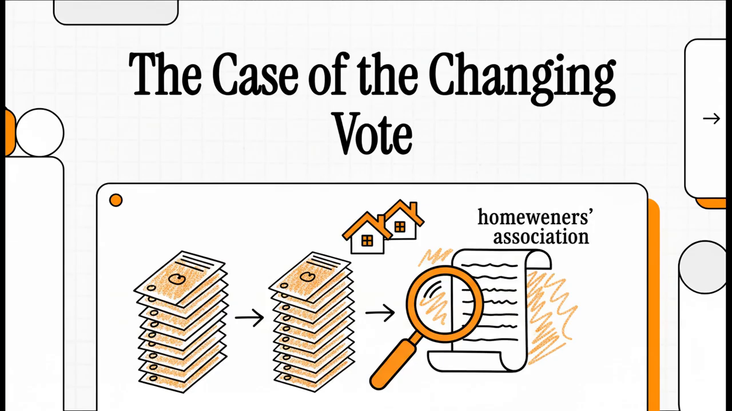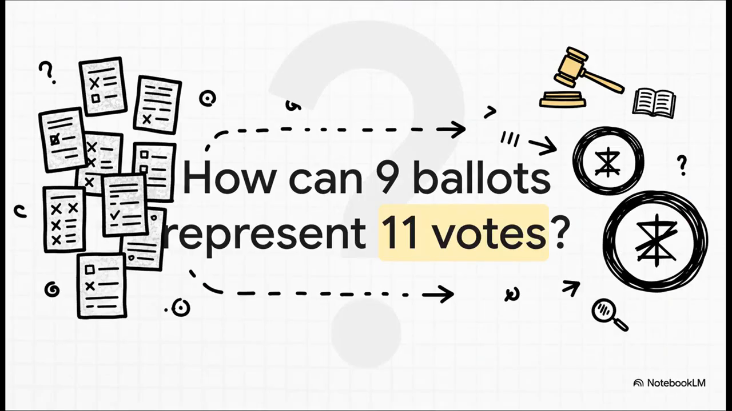This whole case hinges on the precise meaning of just a few words, a little bit of math, and a question that ended up in front of a judge. And it all boils down to this puzzle right here. How can 9 pieces of paper, 9 physical ballots, somehow equal 11 votes? I mean, that just doesn't add up, does it? Well, that single question is what turned a simple neighborhood disagreement into a full-blown legal challenge.